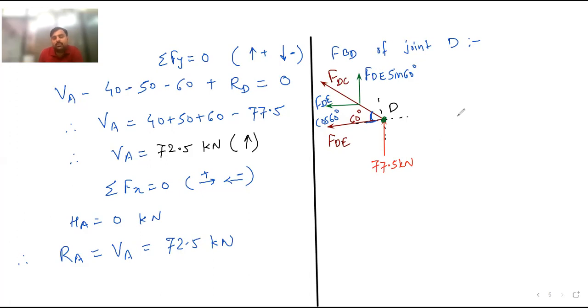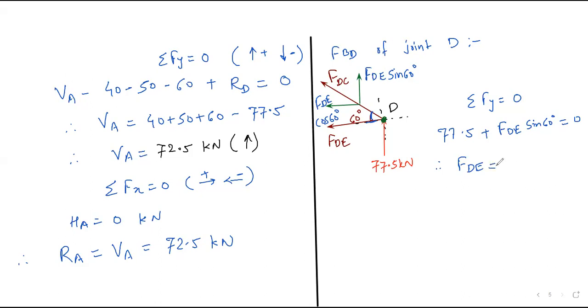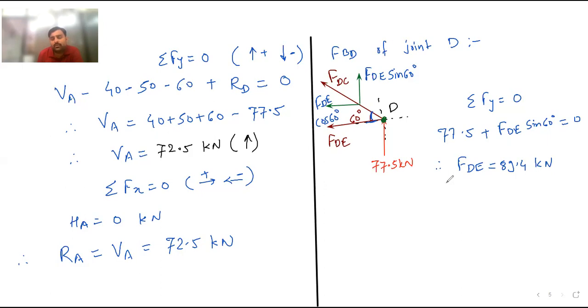Now apply summation Fy equal to 0. So upward force is positive, downward negative. So upward is 77.5, which is positive, plus FDE sine 60 is equal to 0. Therefore, FDE is equal to, solve it. Positive answer or negative answer? Negative. Positive or negative? Negative.